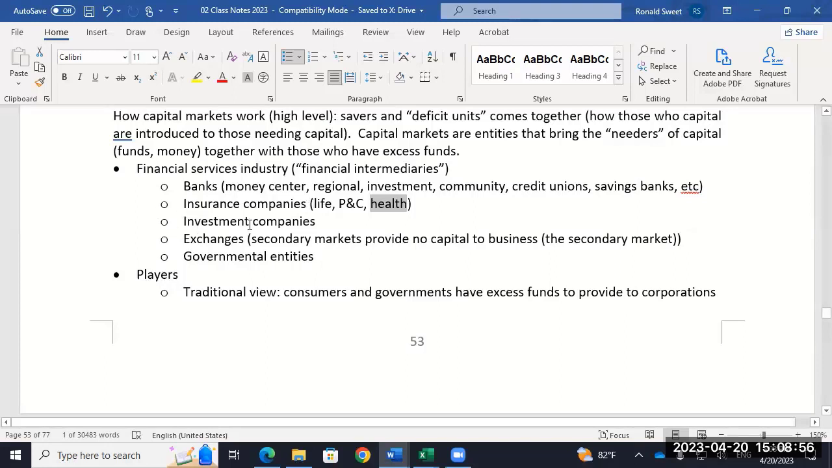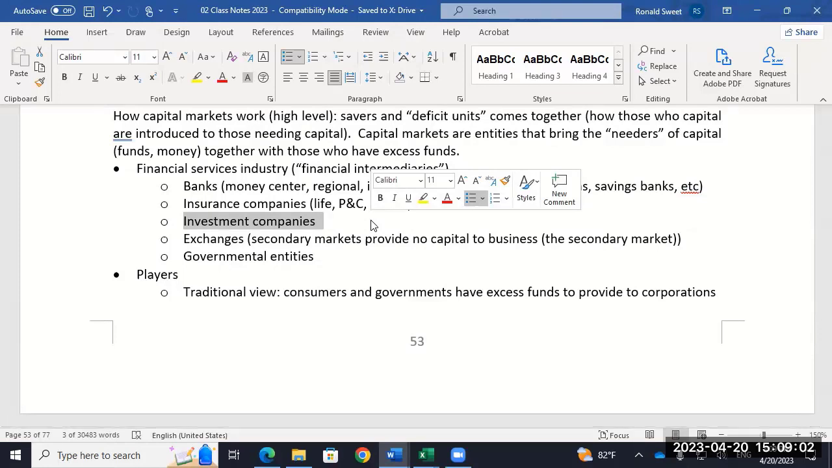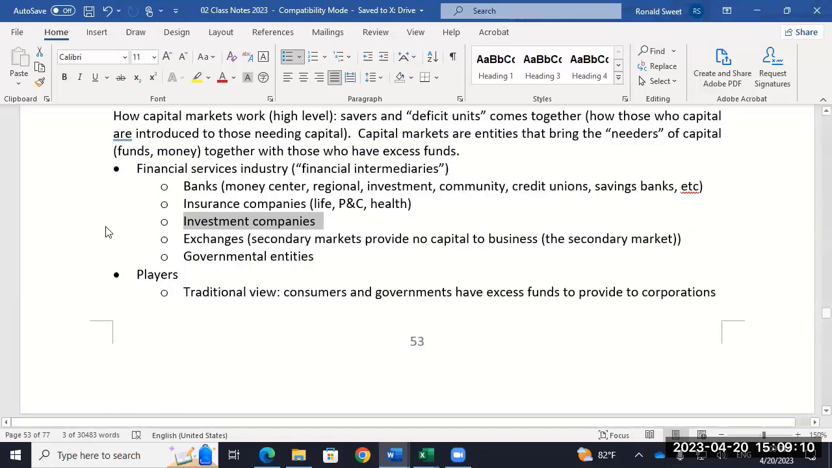And then investment companies, there's a lot of them. UTSA sold off their investment company, Victory Capital. The largest investment company out there right now is BlackRock, although Vanguard's catching up pretty fast. You have the exchanges, the New York Stock Exchange, the London Exchange, the CBOE. There's a lot of exchanges.